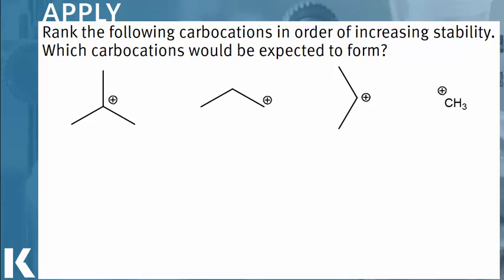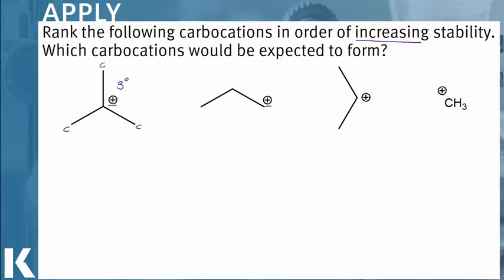So here we need to rank the following carbocations in the order of increasing stability, and then to determine which of these carbocations would be expected to form. So the first thing we want to do is determine what type of carbocation we have, whether it be primary, secondary, methyl. So let's start with our carbocation on the far left. This central carbon with the positive charge is attached to 3 carbons. So this would be a tertiary carbocation.